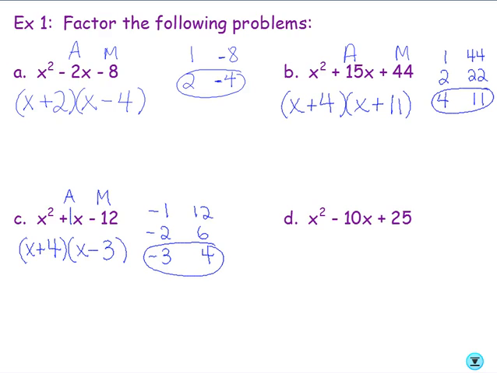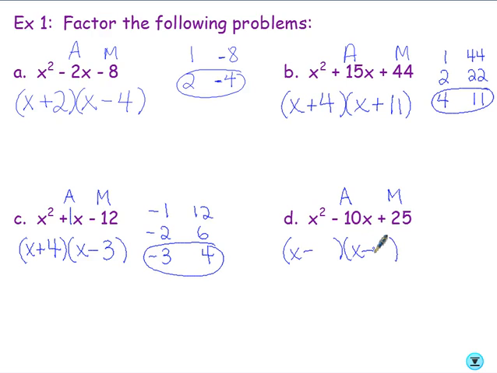Finally, we're looking for two numbers that multiply to give us a positive 25 and add to give us a negative 10. Well, since our multiplying number is positive, we have either two positives or two negatives. The signs are the same. But because my adding number is negative, they are both negatives. So, parentheses, I have x and two negatives.